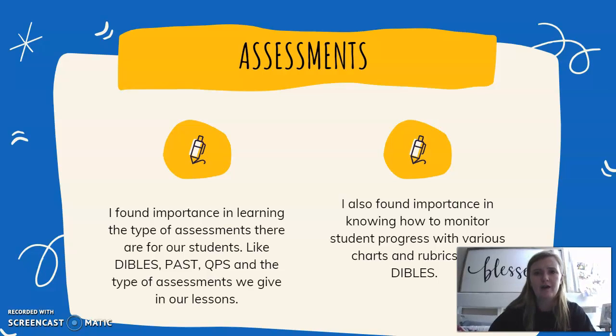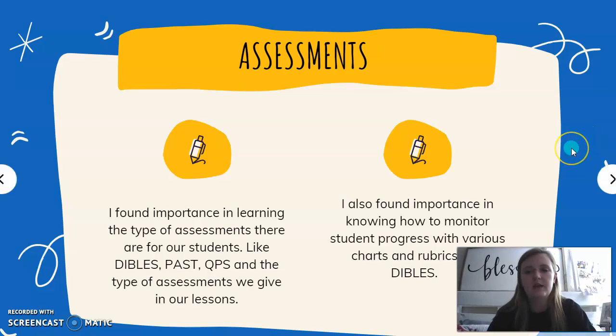So we learn a lot the past couple years about what we can do for assessments, and like we have a worksheet or paper, but we never really go into the importance of those assessments and how they help our students and how they go in with our students until this past year especially. But I really enjoyed learning about all those and knowing how to give them, how to monitor them.